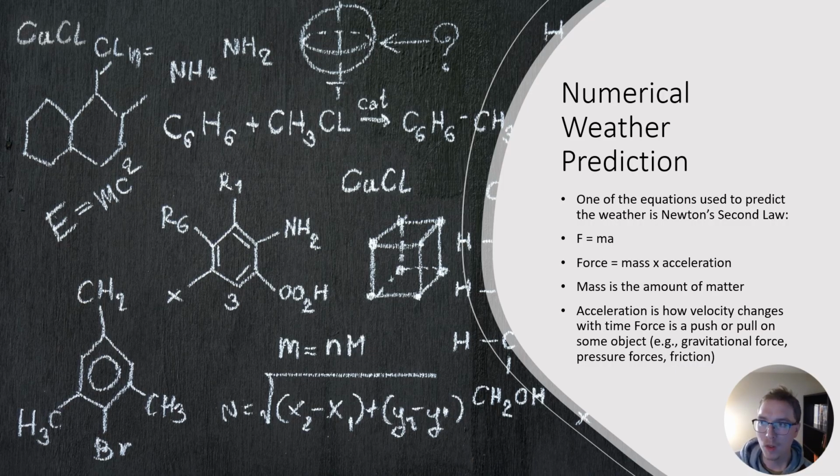So kind of the baseline here, one of the equations used to predict the weather is Newton's second law. Force equals mass times acceleration, F equals ma. Mass is the amount of matter. Acceleration is how velocity changes with time. Force is just a push or pull on some object: gravitational forces, pressure forces, or frictional forces.